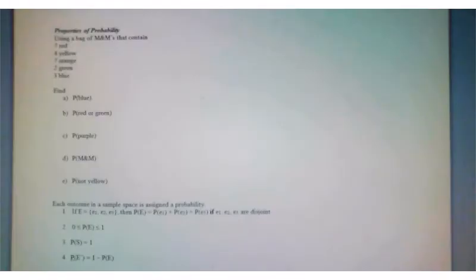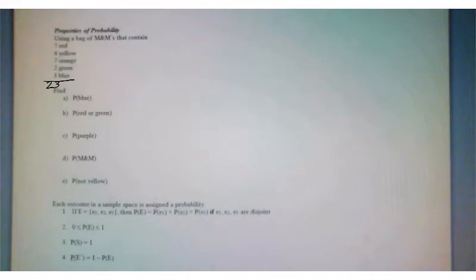We're now going to look at another example of calculating probabilities. Then we'll use this example to illustrate some properties of probability. What we're looking at is a bag of M&Ms that contains the following breakdown: 7 red, 4 yellow, 7 orange, 2 green, 3 blue, for a total of 23 M&Ms.